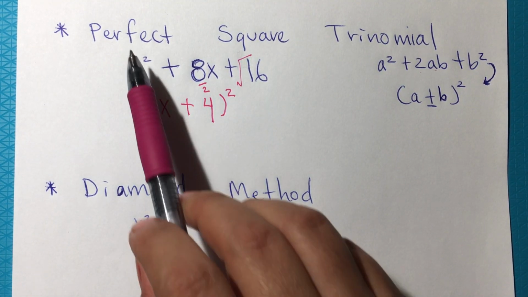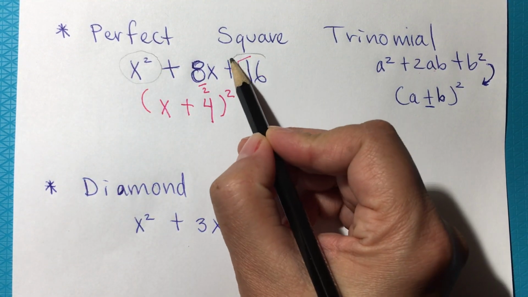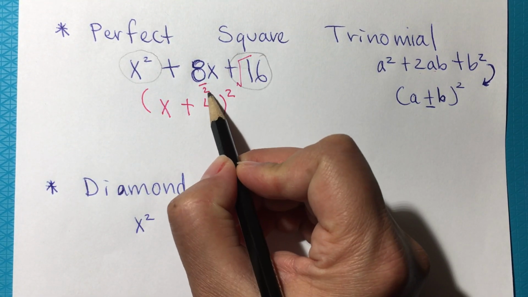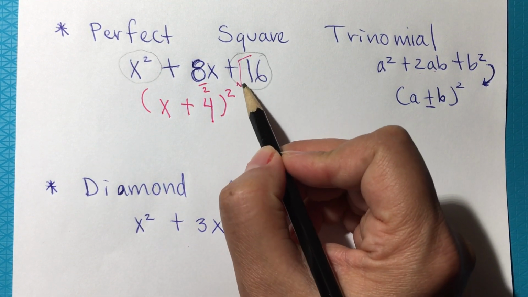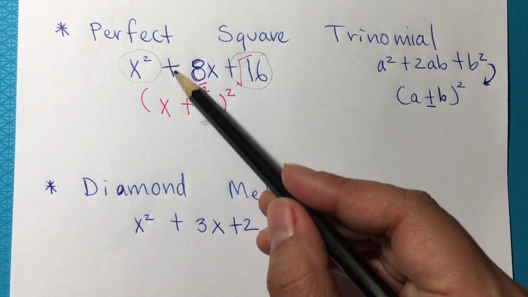Again, how do we know that it's a perfect square trinomial? By looking at the first and last term. If they are perfect squares, and then this divided by 2 and the square root of this gives you the same answer, then that's what you use in there with this sign.